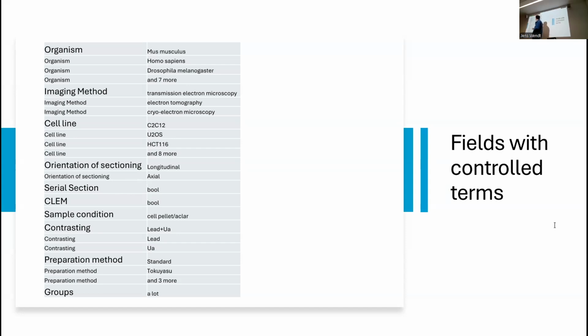And in principle also here for serial section and CLEM, that's a yes-no question, whether it's a CLEM experiment or a serial sectioning experiment. Also for sample condition, we only offered 2 conditions, whether it's a cell pellet or cells grown on ACLA, or tissue on ACLA, I guess. Then some options for which heavy metals were used to contrast the samples, the standard protocols my colleagues are using to prepare the samples, and then quite a lot of values representing the groups at our institute, so the work groups.